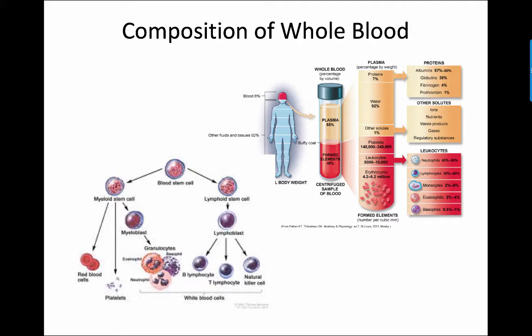In your formed elements, which is about 45% of your whole blood, you have your thrombocytes or your platelets, your leukocytes. So that includes your granulocytes, such as neutrophils, eosinophils, and basophils, and of course your lymphocytes. And you have your erythrocytes, which are your red blood cells.